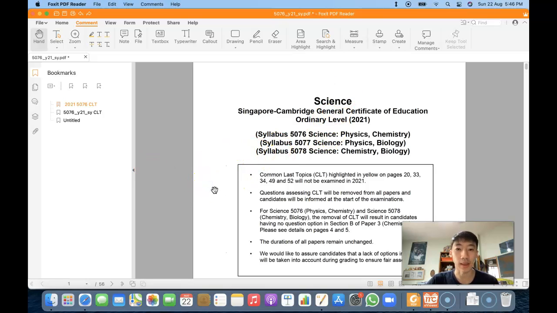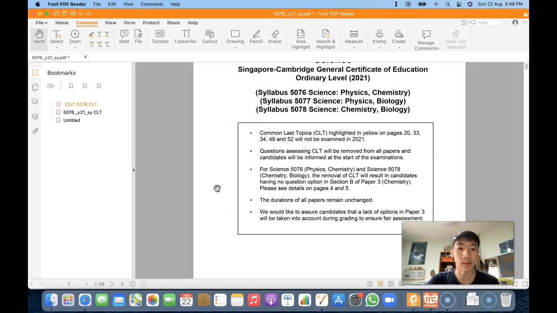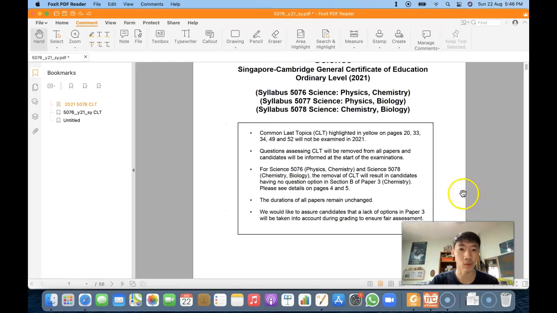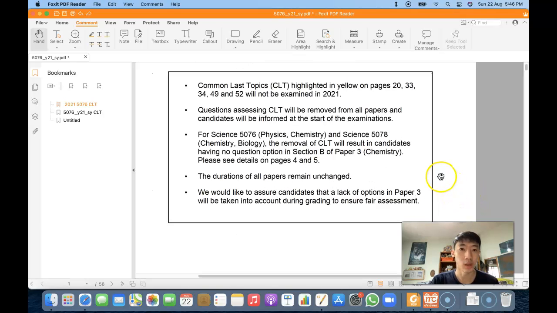Now, the very first thing is that please be aware that this year, 2021, there will be common last topic removal, and so you can look through these documents and see which are the exact learning outcomes that have been removed. For bio, of course, that includes the last chapter on ecology.